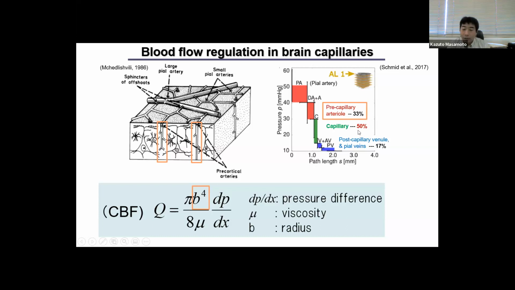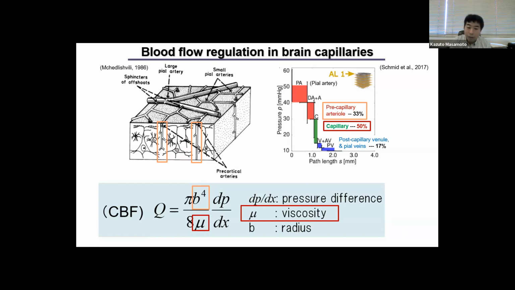But if you look at the data, this capillary is very short, small in length, but the pressure difference is high. This is kind of surprising. So the capillary still has the power to cause changes in the blood flow. 50% of the pressure is still localized in the capillary area. So we need to know how much of these flow changes are caused by the diameter change, or also in this area.